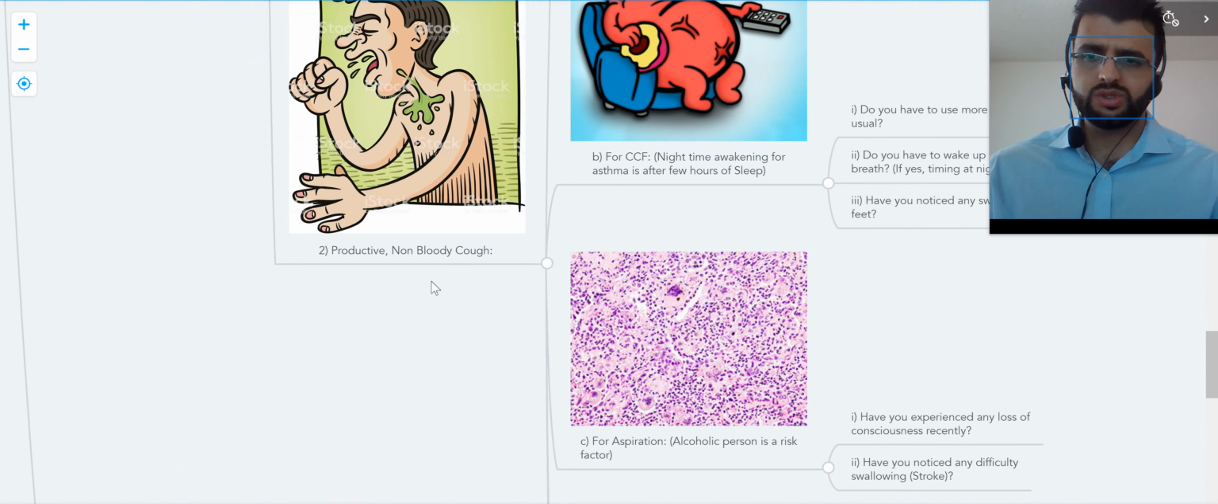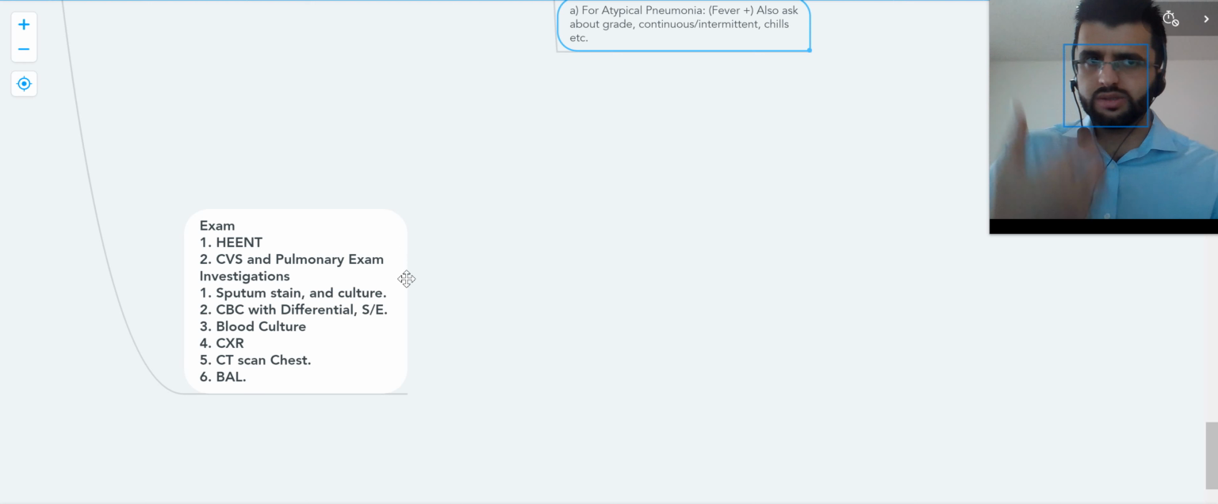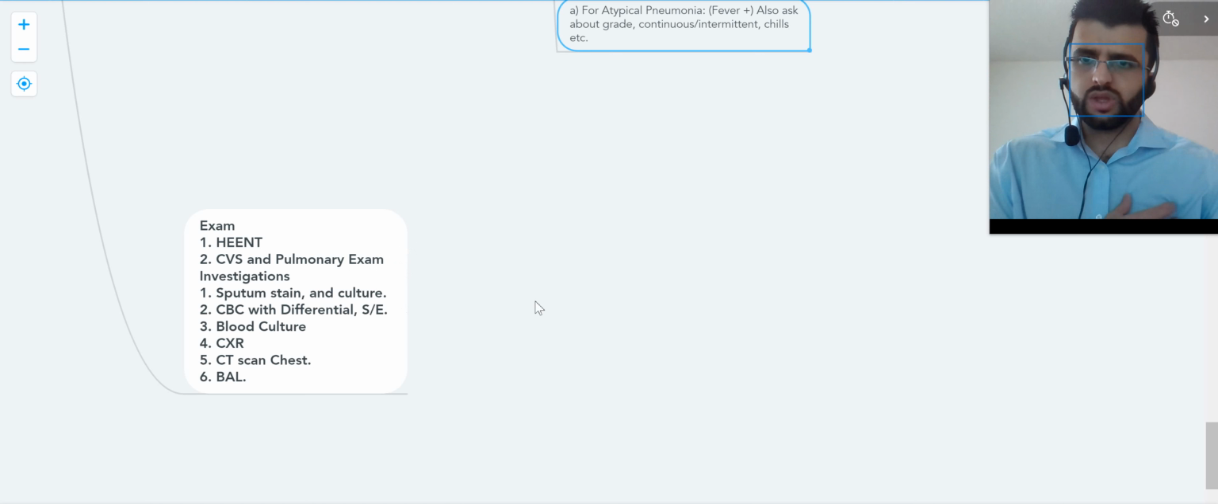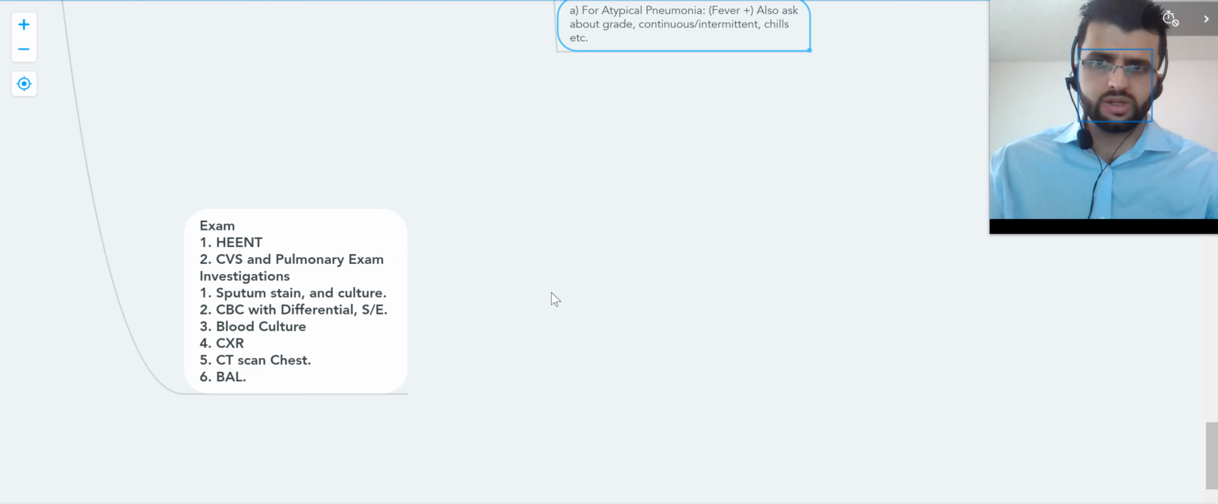After that, we just do physical exam, hint, heart, lung, and we do sputum stain and culture, CBC, CMP, blood culture, chest x-ray, CT scan, and we can do a bronchoalveolar lavage if we think it's aspiration pneumonia or we think that it's aspergillus pneumonia or something like that.